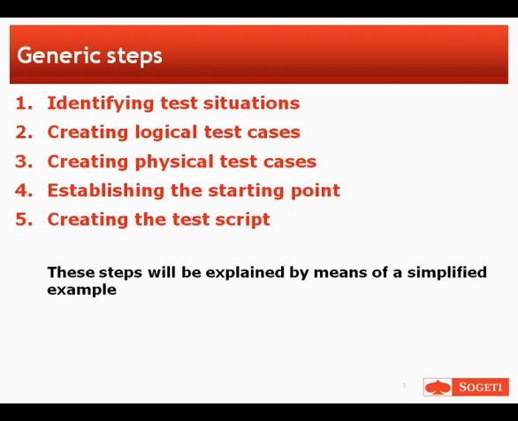Like with every test design technique, applying the data combination test consists of 5 generic steps. These steps are: 1. Identifying the test situations by applying coverage type equivalence classes and, optionally, additional coverage types such as multiple condition coverage on selected data attributes. 2. Creating logical test cases by combining the test situations into test cases. 3. Making physical test cases for every logical test case. 4. Establishing the starting point.